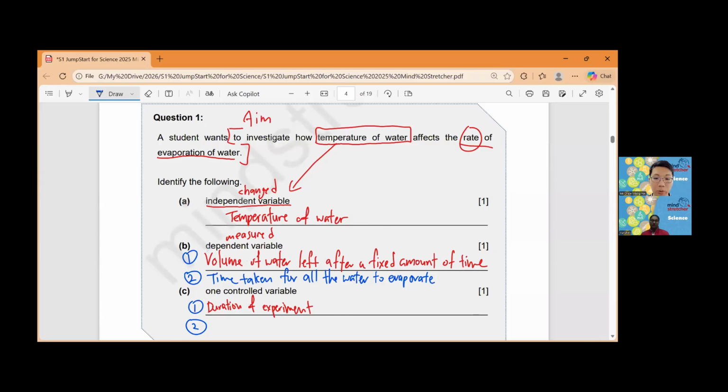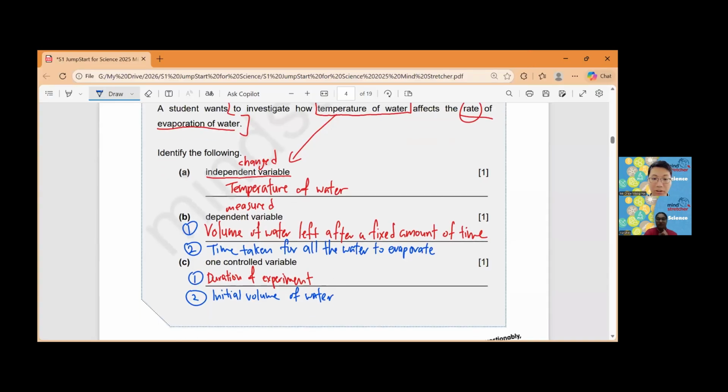So in this case, number two, we can have all the other variables that we want to keep the same. So maybe, for example, initial volume of water. So that must be kept the same. Yes, Oli, correct. Amount of water at the beginning of experiment in each setup. So that is my number two here. Of course, there can be many other controlled variables, like temperature of the surroundings, exposed surface area of the water, size of the container, presence of wind. All these affect the rate of evaporation. All those can be kept the same.